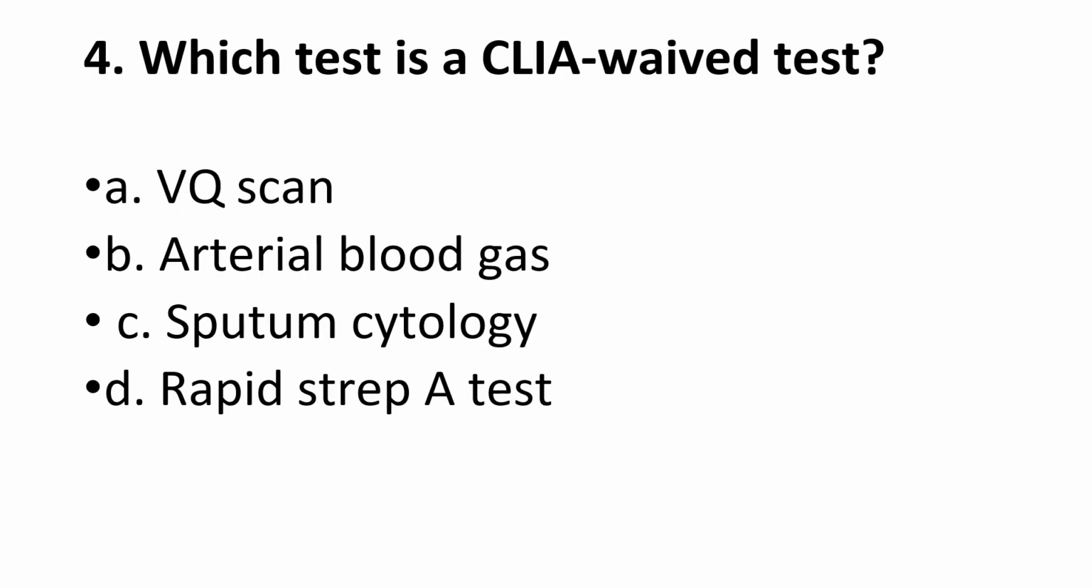Which test is a CLIA waived test? Now, I don't believe I did cover this yet, but we'll cover it now. A VQ scan. A VQ scan stands for ventilation perfusion scan, which can detect pulmonary embolisms. An arterial blood gas, which is a needle that goes into the artery to be sent to the lab to determine oxygen status, acid-base status. A sputum cytology test, which involves a patient coughing up a deep glob of gook, of snot from their lungs, to be sent to the lab to evaluate for things like tuberculosis. Or a rapid strep test, which involves a little swab at the back of the tonsils to check for the possibility of strep throat. So yes, rapid strep test is a CLIA waived test that can be performed in the office.